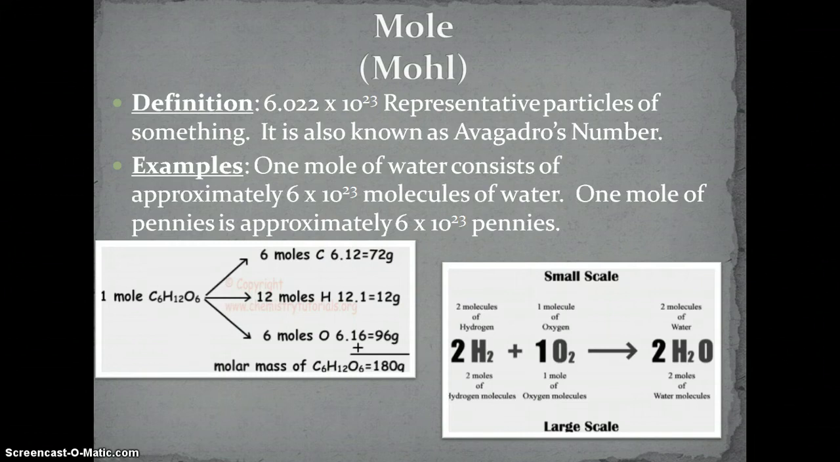Moles. So, definition. 6.022 times 10 to the 23rd representative particles of something. That's also known as Avogadro's number. Example. 1 mole of water is made of about 6 times 10 to the 23rd molecules of water. 1 mole of pennies is about 6 times 10 to the 23rd pennies. So, it's just a way that we use to tell how much of something we have. So atoms are very small, so we need something like the mole to tell us how many of something we have easily.